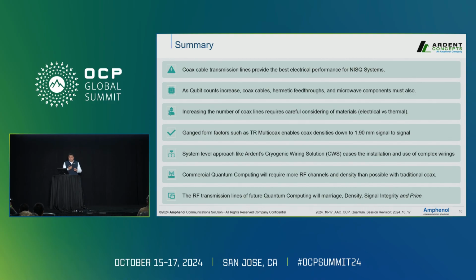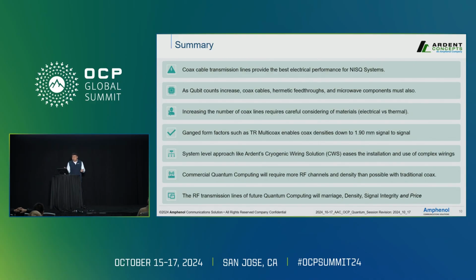First, scaling up qubit counts means scaling up the density of supporting components, including coax cables, hermetic feedthroughs, as well as attenuators. And the concept of a GaN form factor, such as TR multi-coax, allows us to achieve coax densities down to an impressive 1.9 millimeter signal-to-signal pitch. And when incorporated into comprehensive wiring solutions such as CWS, it also alleviates the concern of complexity and reliability associated with the ever-increasing number of lines and components.